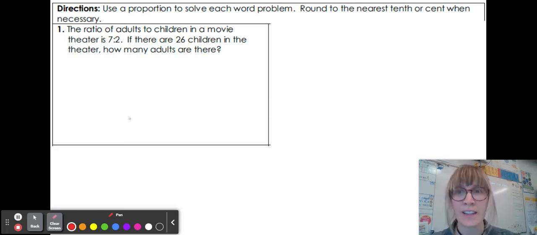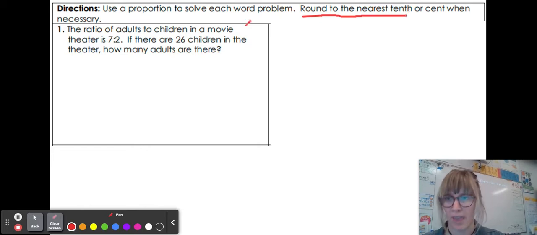Hey team, so we are living in the land of proportion. And in this land, we are given some scenarios, right? So these real life sort of word problems. And you can use a proportion to help you solve them and figure out this mystery. So in the directions here, we're going to be solving, and we want to remember to round to the nearest tenth or cent if that becomes a thing.